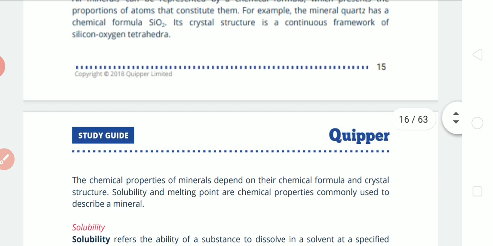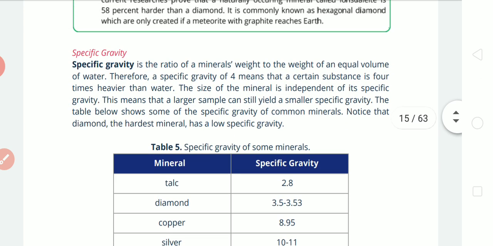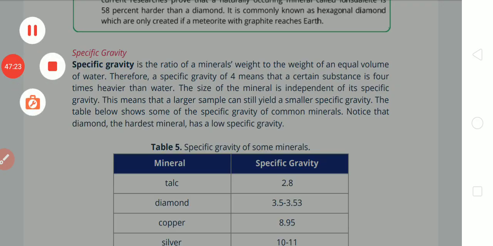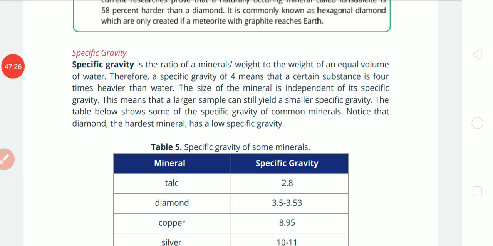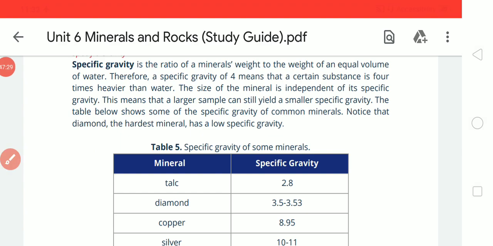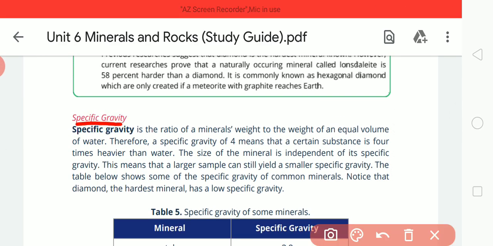Okay, now let us go to the specific gravity. Now, specific gravity is the ratio of the mineral's weight to the weight of an equal volume of water. Therefore, a specific gravity of 4 means that a certain substance is 4 times heavier than water. The size of the minerals is independent of its specific gravity. This means that a larger sample can still yield a smaller specific gravity.